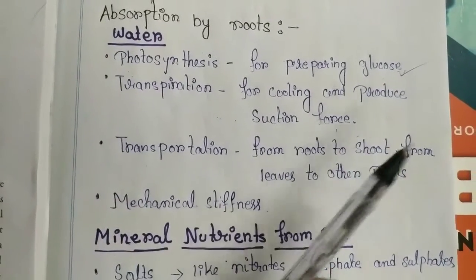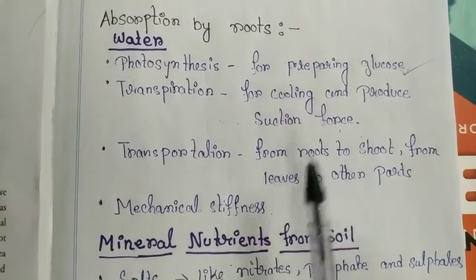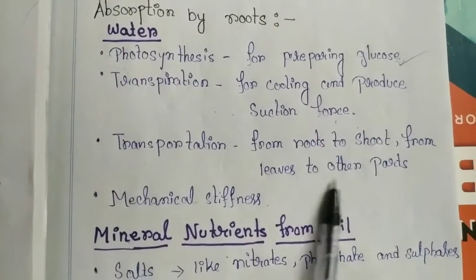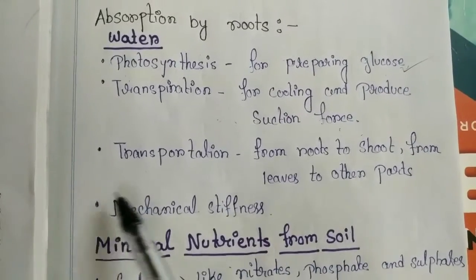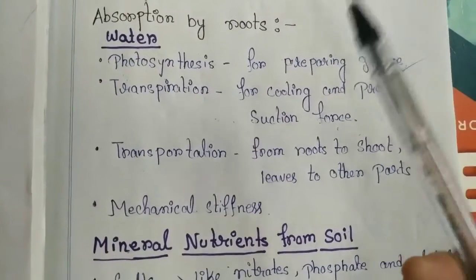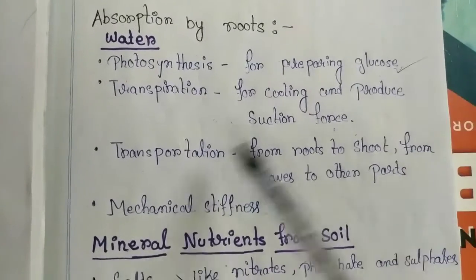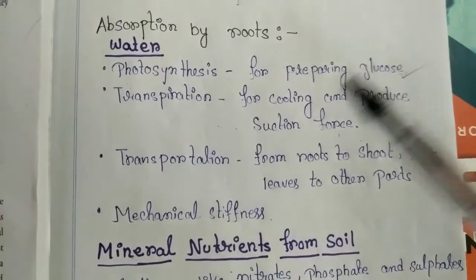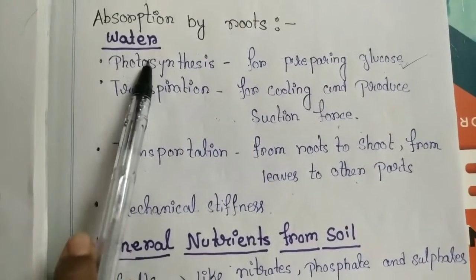Now moving on, transportation. We already know which parts help in transportation, that is xylem and phloem. From roots to shoot and from leaves to other parts, water is required to transport all these things. It can be water and minerals, it can be food. To transport all these from root to shoot and from leaves to other parts, water is required.